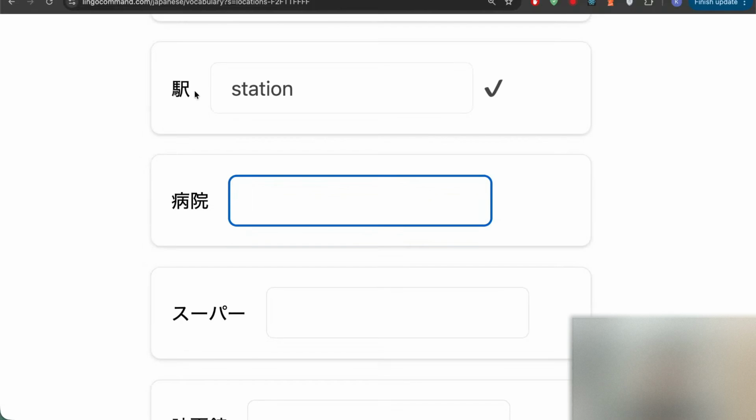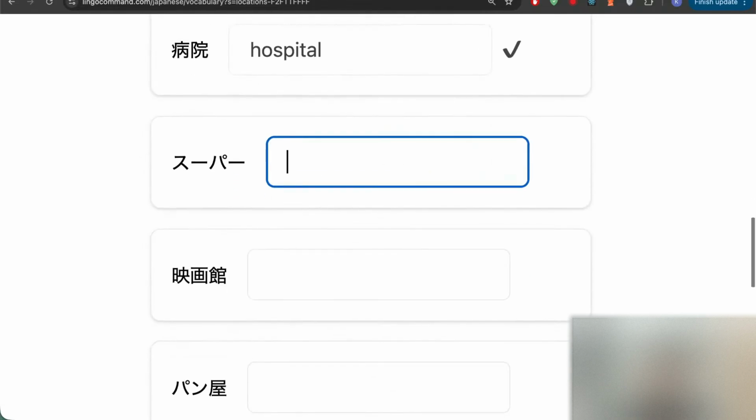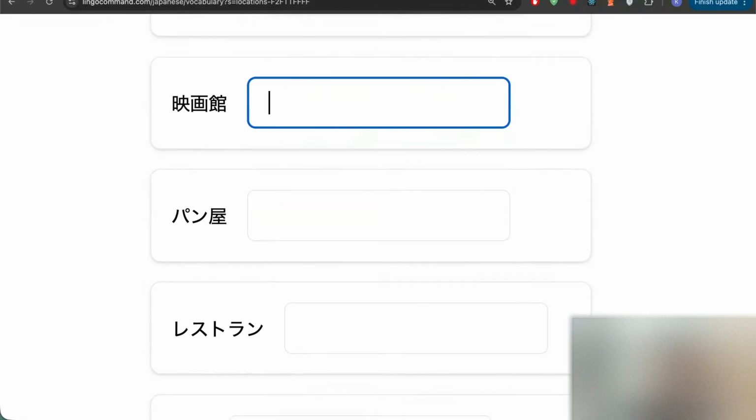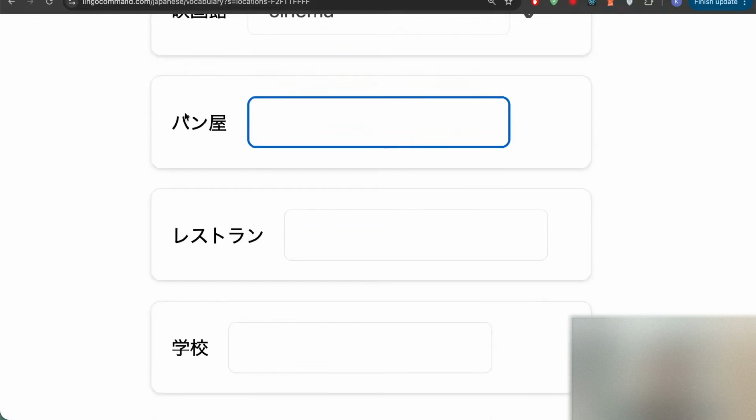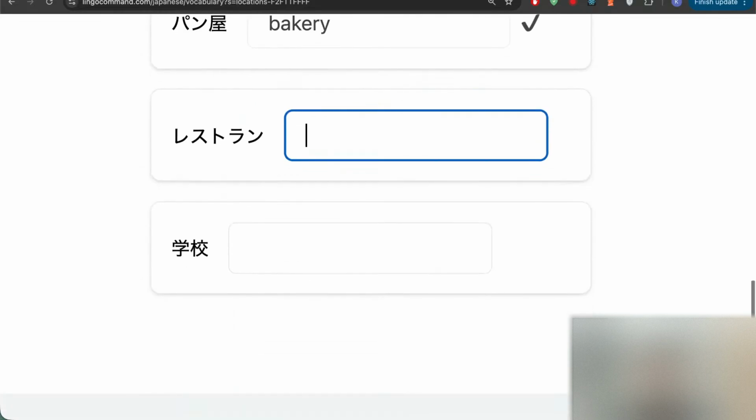This is byoin, which is hospital. Supa is supermarket. And then, I wonder actually what the furigana breakdown is for this. But this is eigakan, which is cinema. This is panya. And kind of by process of elimination, the furigana for this kanji here on the right must be ya. Panya is bakery. Restaurant is a loan word again.